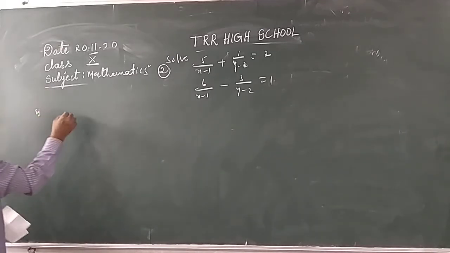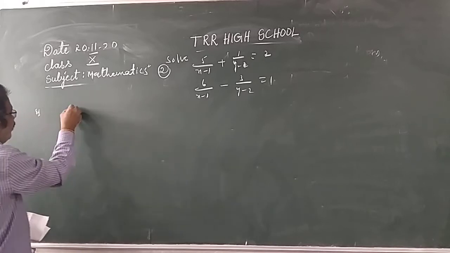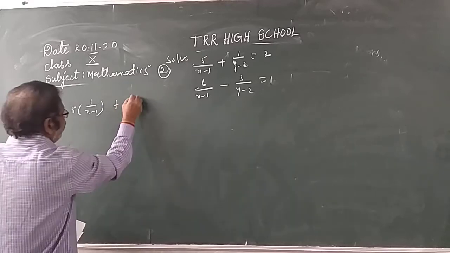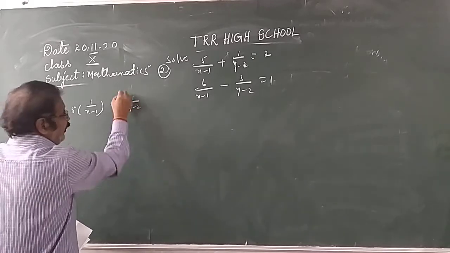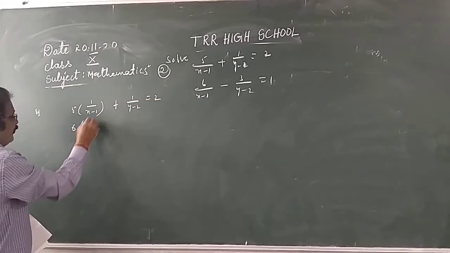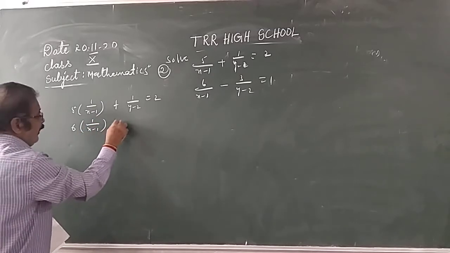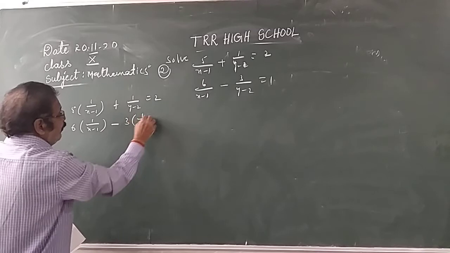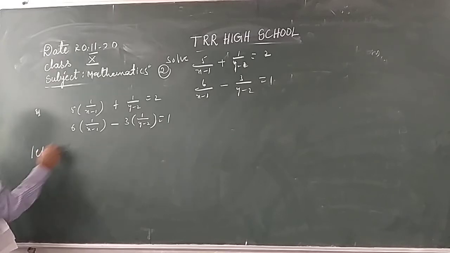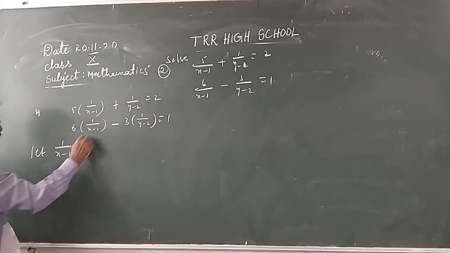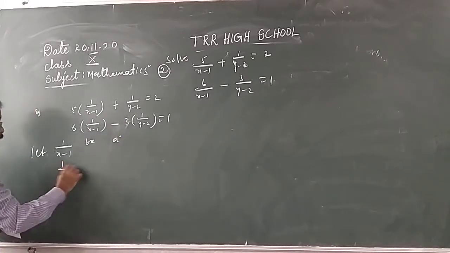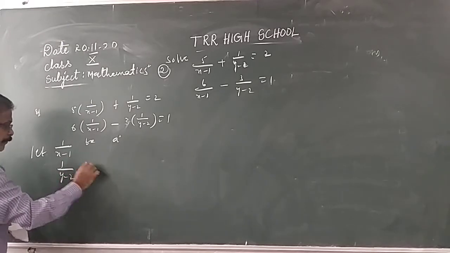So 5 by x minus 1 means 5 into 1 by x minus 1, like this you write down. Plus 1 by y minus 2, that is 1 into 1 by y minus 2, is equal to 2. Next, 6 by x minus 1 is 6 into 1 by x minus 1, minus 3 by y minus 2 means minus 3 into 1 by y minus 2, equal to 1. Now let 1 by x minus 1 be A, and 1 by y minus 2 be B.